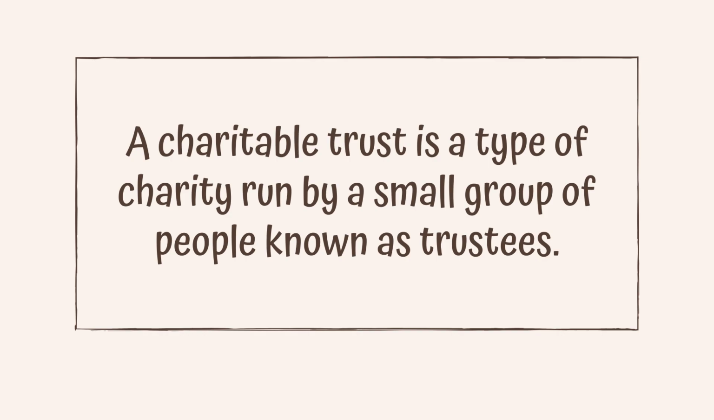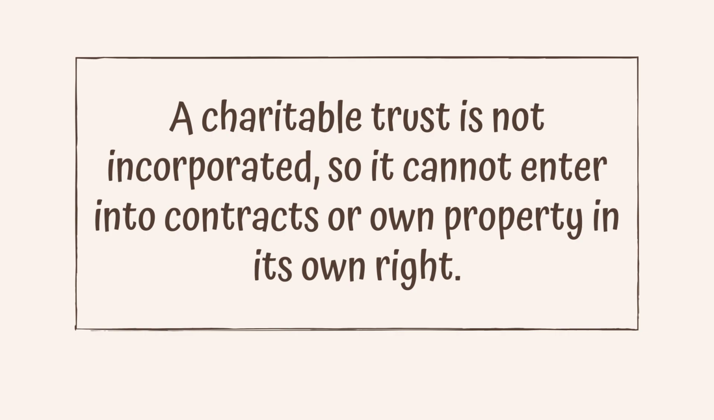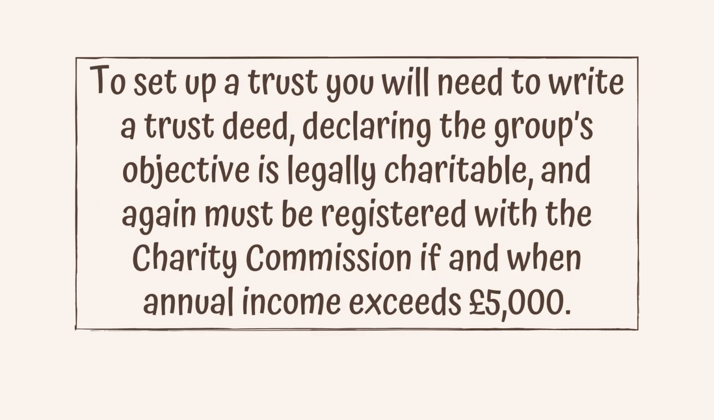A charitable trust. A charitable trust is a type of charity that's run by a small group of people known as trustees. The trustees are appointed rather than elected, so it doesn't have voting members. A charitable trust is not incorporated, so it can't enter into contracts or own property in its own right. To set up a charitable trust, you would need to write a trust deed, declaring that the group's objective is legally charitable. More about this in the next video. And again, it must be registered with the Charity Commission if and when the annual income exceeds £5,000.